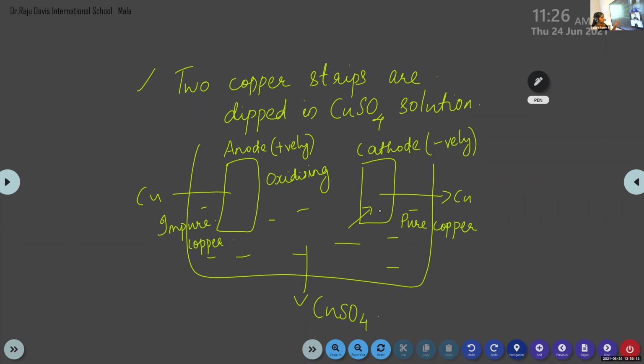Okay, one of its steps is reduction. So you have to remember that point. In the cathode, the reduction process takes place. It is negatively charged. So always the pure form of copper is deposited at the cathode. Clear?